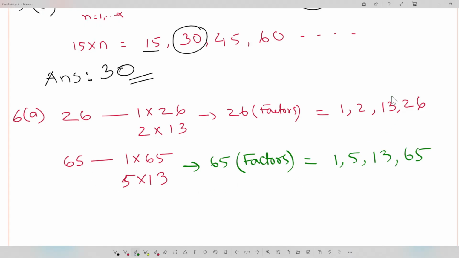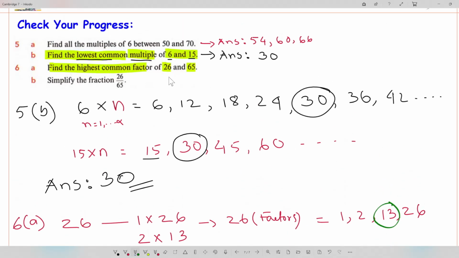Now look, 13 is the common factor and this is the highest, and lowest is 1. So we can say the answer is 13. So the highest common factor of 26 and 65 is 13.